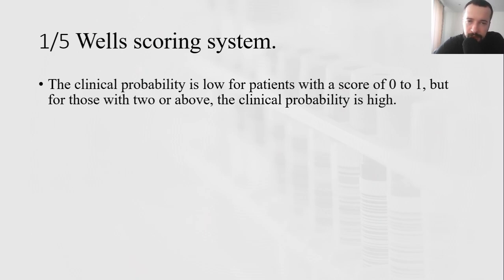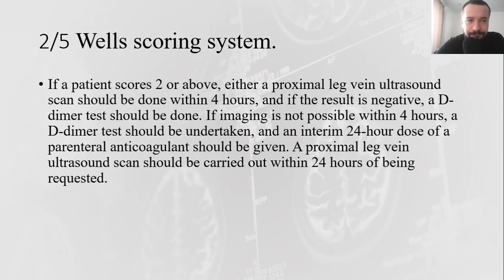The clinical probability is low for patients with a score of 0 to 1, but for those with 2 or above, the clinical probability is high. If a patient scores 2 or above, a proximal leg vein ultrasound scan should be done within 4 hours, and if the result is negative, a D-dimer test should be done. If imaging is not possible within 4 hours, a D-dimer test should be undertaken, and an interim 24 hours dose of a parenteral anticoagulant should be given.